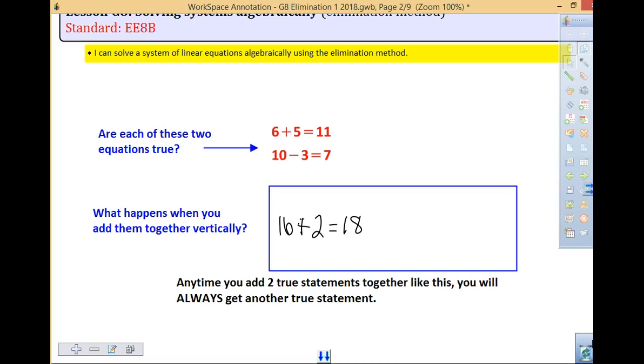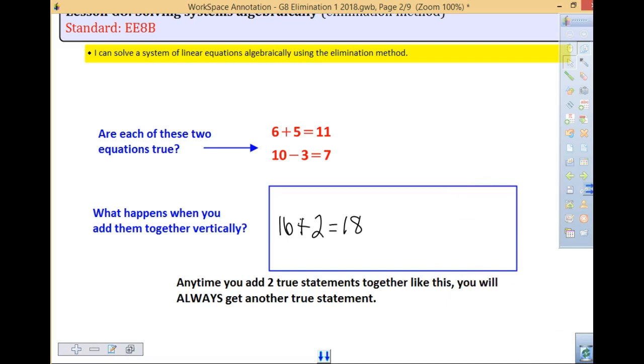The other key thing with this is, anytime you multiply every single thing in an equation by a certain number, it will always be a true statement, if you multiply everything by that same number.